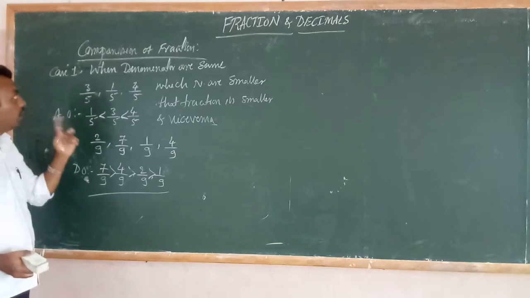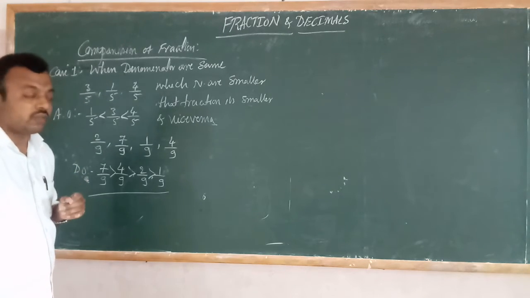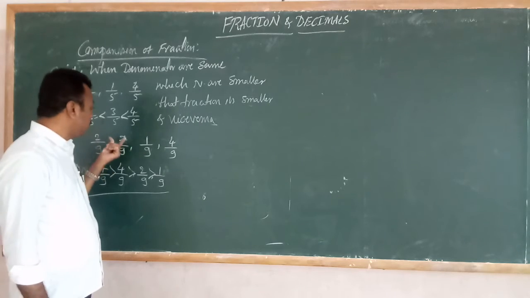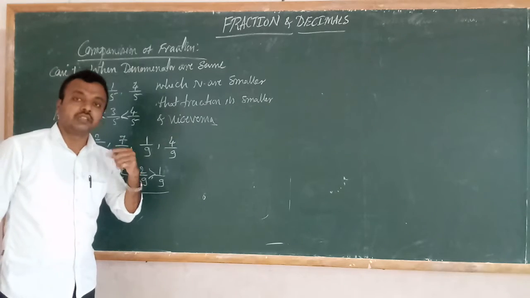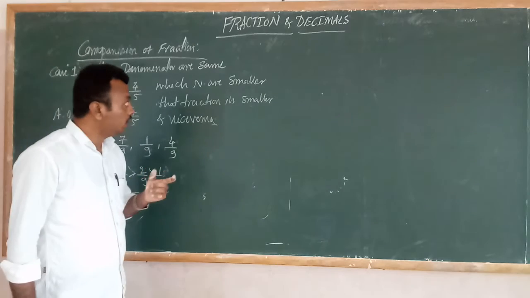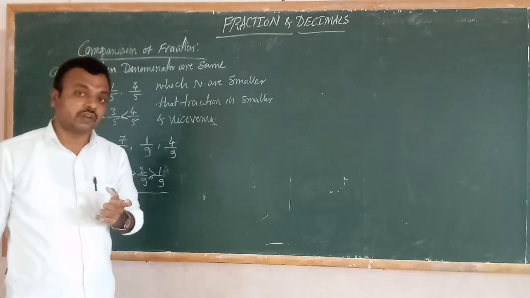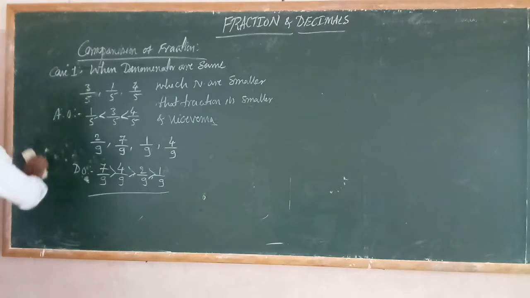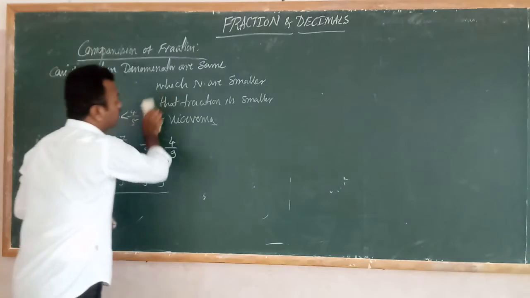By case number 1, when the denominators are the same, it depends upon the numerator. Whichever numerator is smaller, that fraction is smaller. Whichever numerator is bigger, that fraction is the bigger fraction. Have you understood? Yes. Shall we go to the next one? Yes.